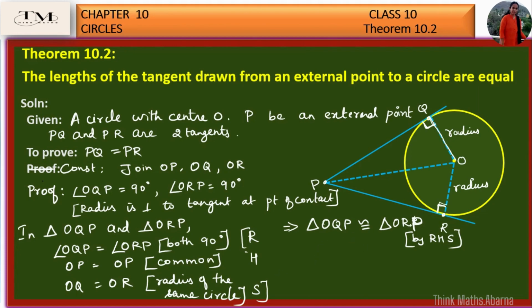Okay, children. If the triangles are congruent, we know that PQ will be equal to PR. PQ equal to PR. This is by CPCT, that is, corresponding parts of congruent triangles are equal. So we have PQ equal to PR. PQ is the tangent and PR is also the tangent, and we have proved that the lengths of the tangents are equal. So with this we have completed Theorem 10.2.